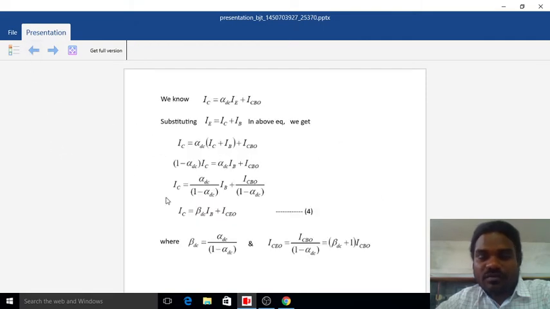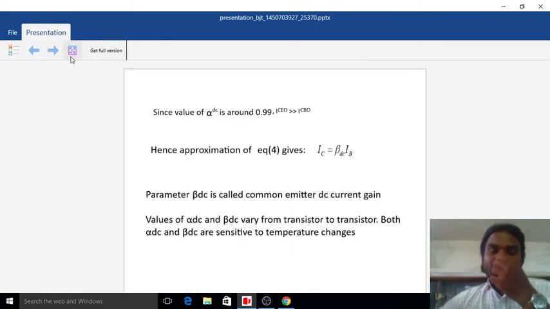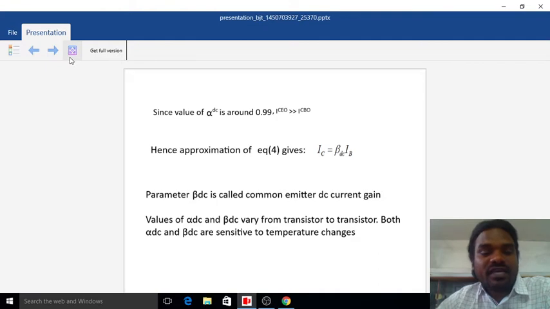From the fourth equation, ICEO is the reverse saturation current when the collector-emitter junction is connected in reverse bias. It is a very small amount of current, in microamps, so we can neglect this one, so that IC is equal to beta into IB, where beta is equal to IC by IB. Beta is the common emitter current gain. Current gain is always output current by input current.